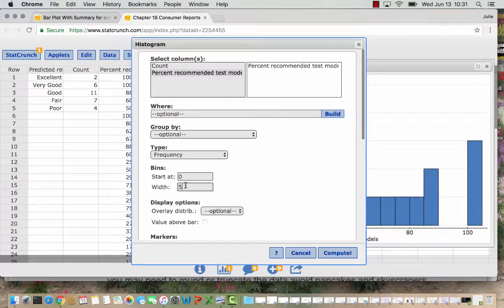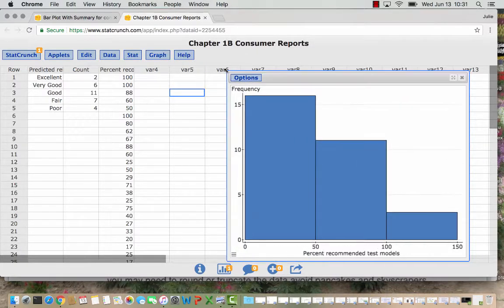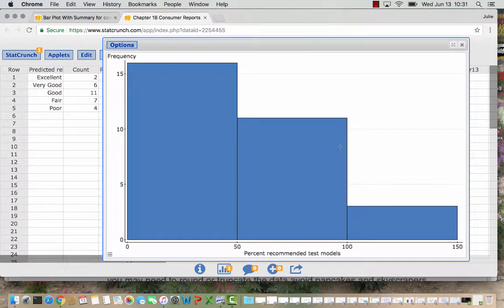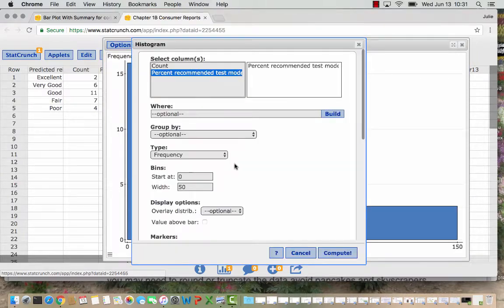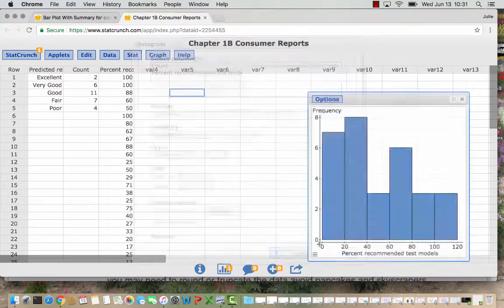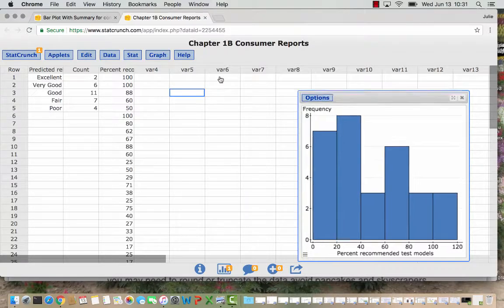Skyscrapers would be if we make our bins too wide. So for example, if I make my bin width 50, I can see the right skew relationship, but I've got pretty wide bins here, and it looks like what we think about as skyscrapers. So I'm going to go back to that bin size 20 that we used. I think that's a good choice, and we see here the same graph.